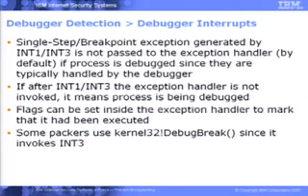So, debugger interrupts. By default, single step and breakpoint exceptions generated by int1 or int3 are not passed to the exception handler. So if after the int1 or int3 instruction the exception handler is not invoked, it means that the process is being debugged. Flags can be set inside the exception handler to mark that it had been executed. There are times that packers use DebugBreak instead, because it also invokes int3. So here's an example.